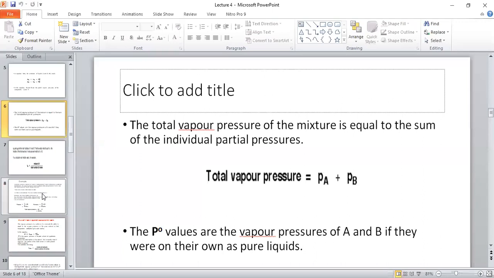So I believe you now know the difference between PA and P°A. PA is the partial pressure of liquid A in the mixture. That is the pressure that liquid A is contributing in that mixture. So P°A is the vapor pressure of that liquid A when it's on its own as a pure liquid, when it's not in a mixture.